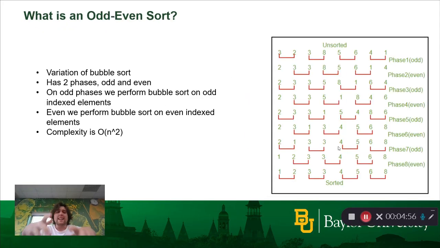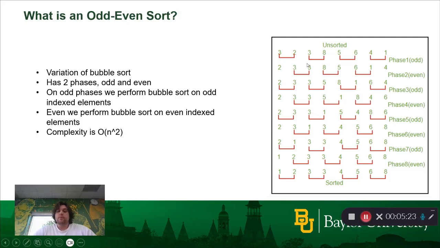And so the next sort I did is an odd-even sort. The odd-even sort is a variation of a bubble sort, and it has 2 phases: an odd phase and an even phase. In the odd phase, we perform a bubble sort on odd indexed elements, and then in the even phase, we do it on the even indexed elements. The complexity of this is our operations times the size of our array squared.